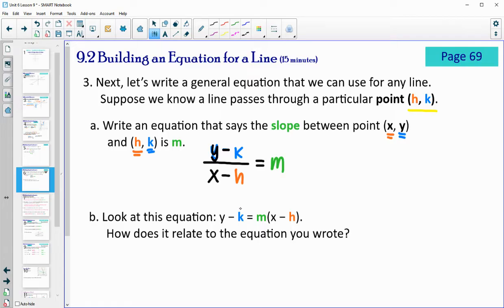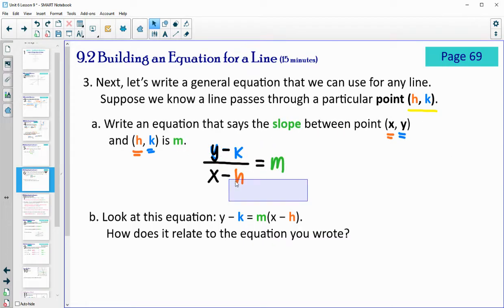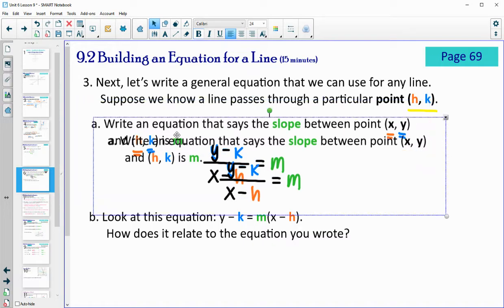And again, taking a look at this one, this is just rearranging the terms. So if we take this equation here and we just rearrange those terms like we did on the last one.